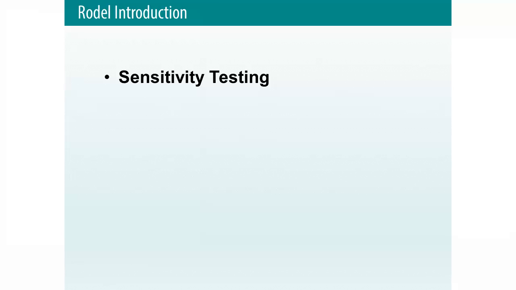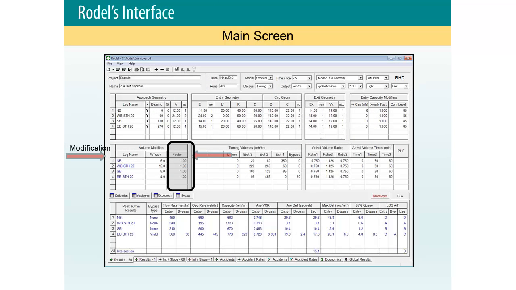Today's case study tutorial is going to discuss sensitivity testing within Rodel and some of the features that it has that allow for testing sensitivity. One of the primary sensitivity testing tools is the factor. In your flow modification input area, you have your percent trucks as well as a flow factor, which is just referred to as factor here.